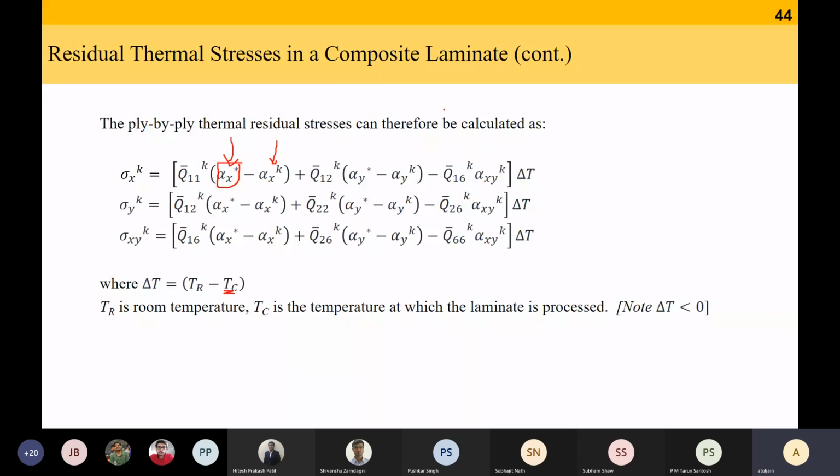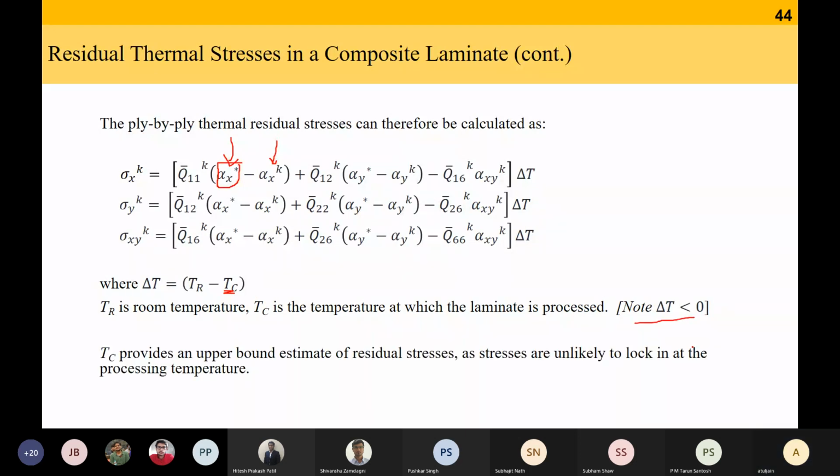Keep in mind that delta T is room temperature minus temperature at which laminate is processed, and delta T is negative. And also TC is the upper bound estimate, because we don't know inside the autoclave or at any device that we are using at what temperature our residual stresses will start to creep in. At the upper bound, the matrix is liquid. So clearly at that temperature, residual stresses will not start, but to calculate an upper bound, we are taking this value.